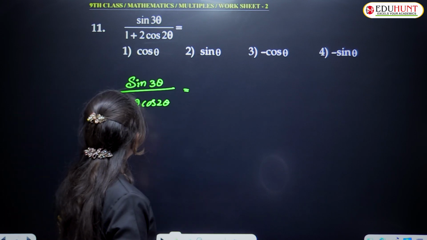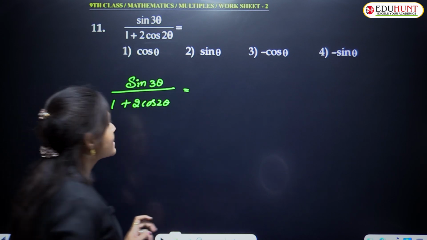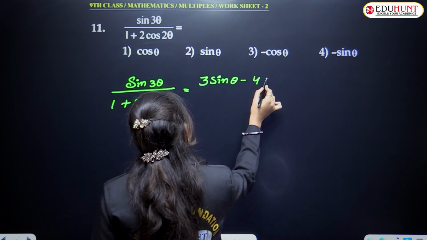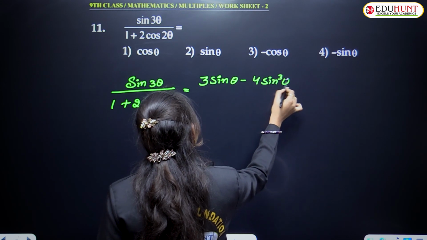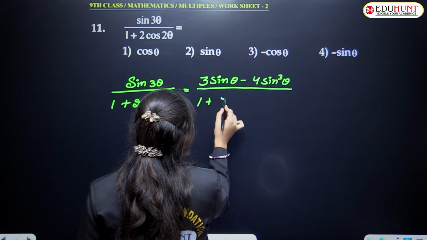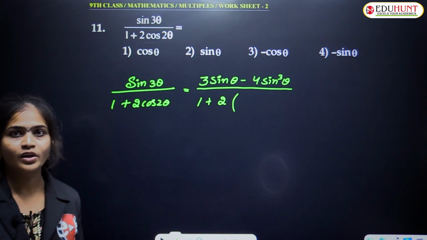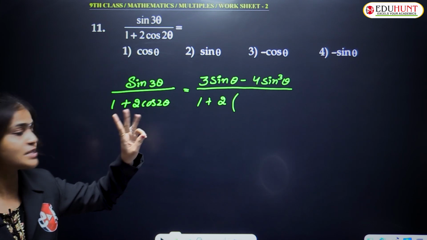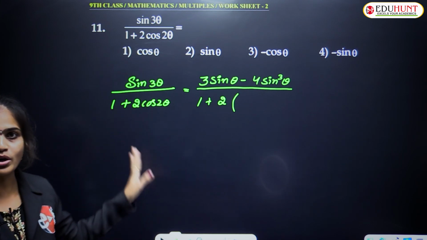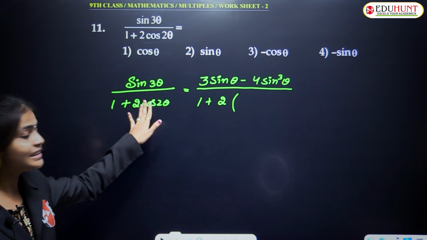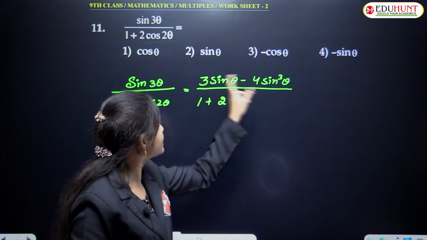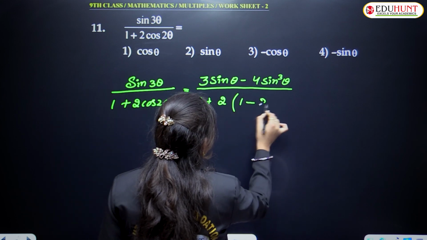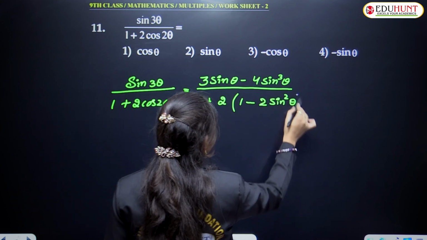So directly I am writing the formula. What is the formula for sin 3 theta? Sin 3 theta formula is 3 sin theta minus 4 sin cube theta whole by 1 plus 2 into cos 2 theta. So I want to write the cos 2 theta formula. Here we have 3 formulas for cos 2 theta, in terms of cos and sin. So I want to write that in terms of sin. Why? Because the numerator is everything in sin terms, no? So that's why. So what is the formula in terms of sin? 1 minus 2 sin square theta.